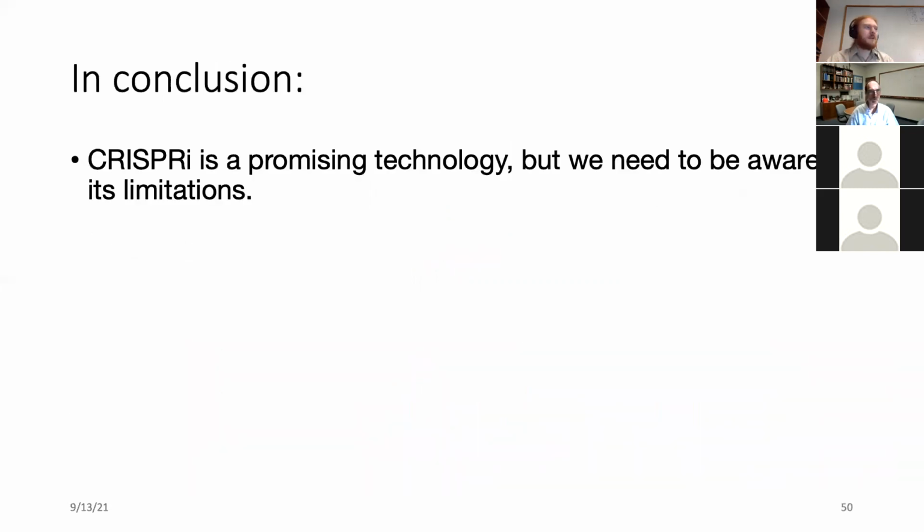So in conclusion, CRISPRi looks like it is promising, but it has limitations and we need to know about them. And really it makes sense to investigate those perhaps before spending a lot of time, effort, and money in the lab building them.